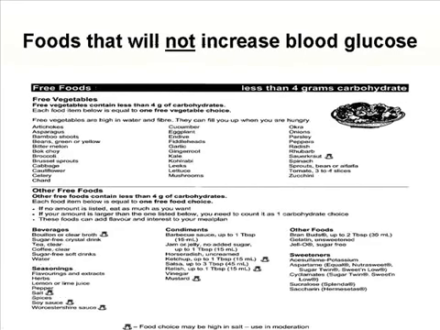Now we've got the foods that will not increase your blood sugar. Let's go back one slide. I've got foods that will not increase your blood glucose. We call these your free foods, the free vegetables. These contain very small amounts of carbohydrate that will not increase your sugar, and these vegetables are high in water and fiber, and they will fill you up when you're hungry.